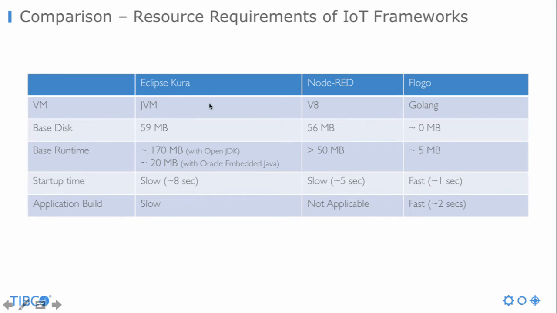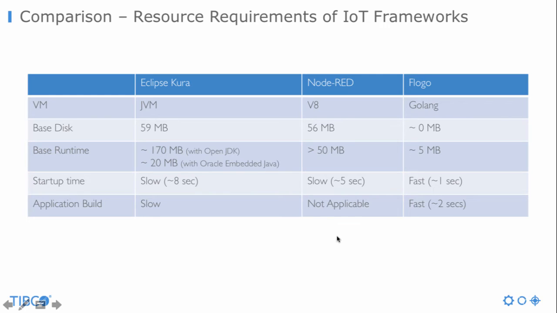Here is a little bit of comparison for resource requirements of IoT frameworks. You see, based on the different technologies, the disk space is already different for the minimum requirements, and this is also for the runtime. But also what's probably more important is the startup time of Flogo is very, very fast, and also the application build. So when you build your single binary which you want to deploy, that's slow with Java and more complex. Instead with Golang, that's very, very fast and easy.